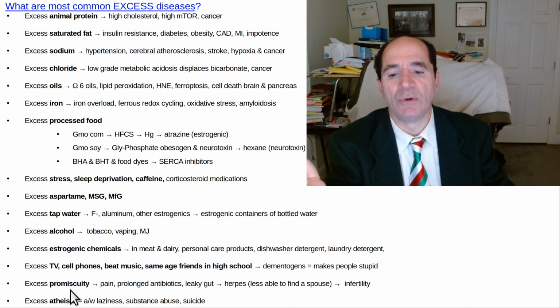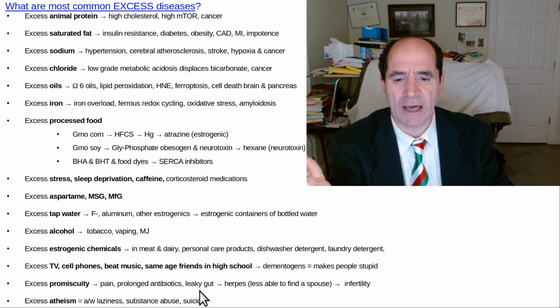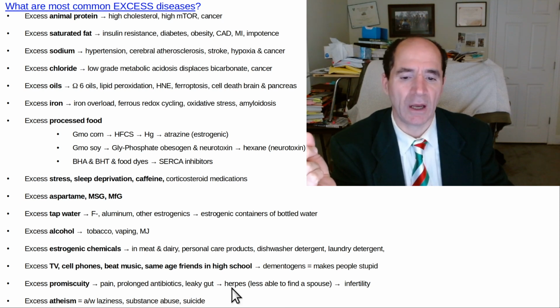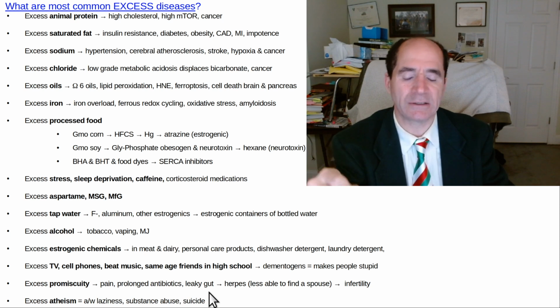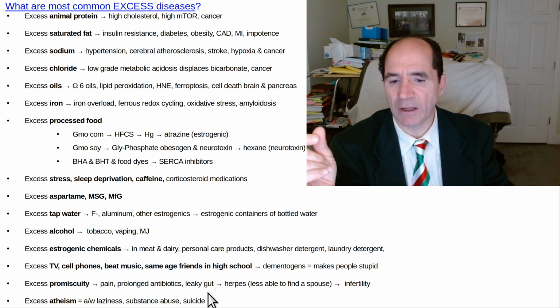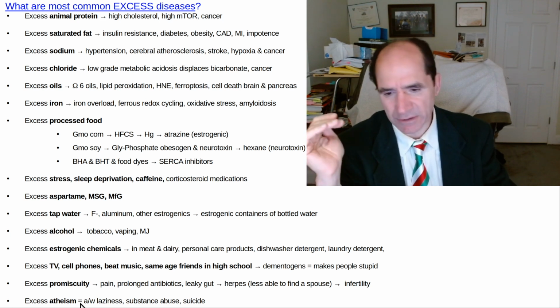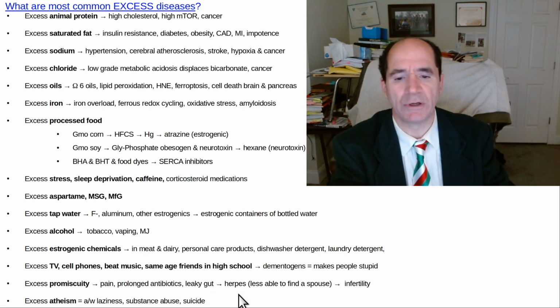Okay, excessive promiscuity. A lot of young people are quite promiscuous, and I hear a lot of bad things about young people with regard to that. You end up with herpes. It'll be harder for you to find a spouse in the future. Scarring of the fallopian tubes in women is relatively common, and they end up infertile. With all these diseases, they end up on prolonged antibiotics. They can get secondary leaky gut from that and other problems. Excess atheism leads to laziness associated with substance abuse and other problems.